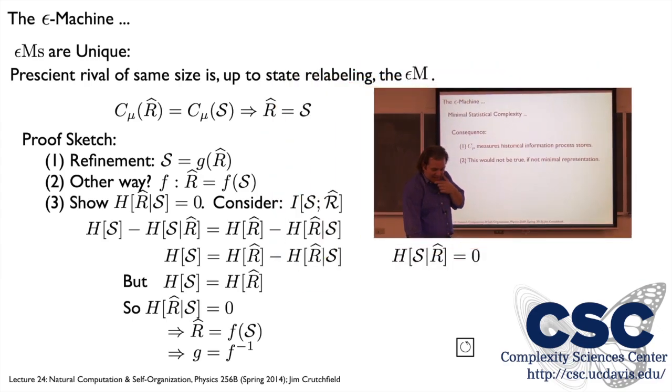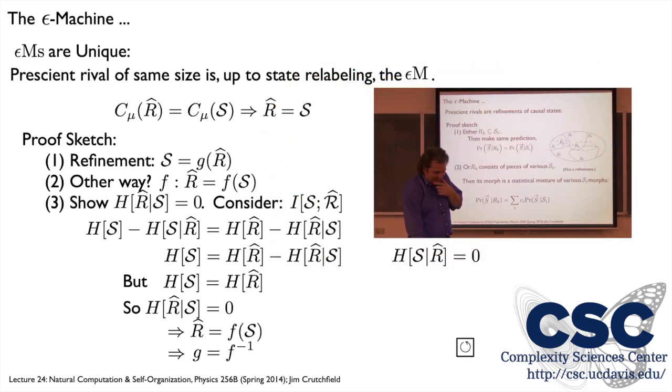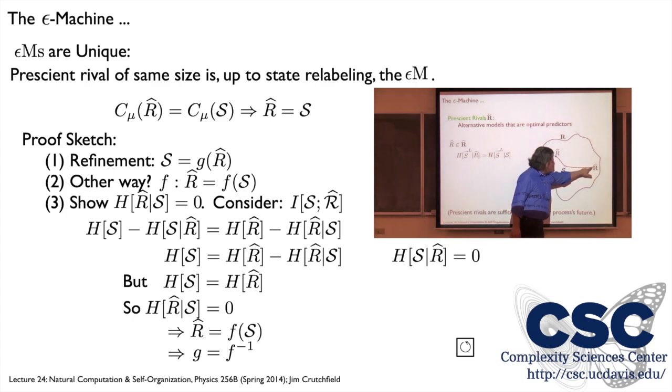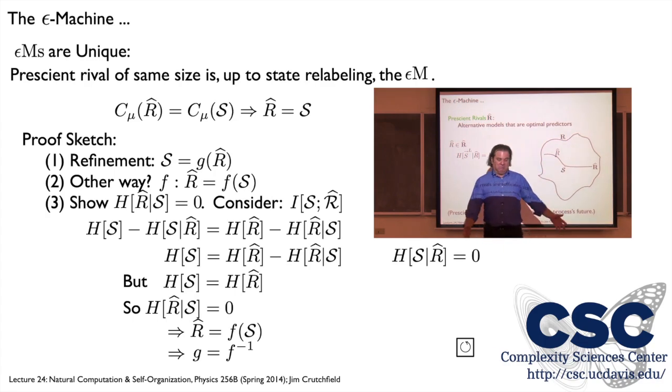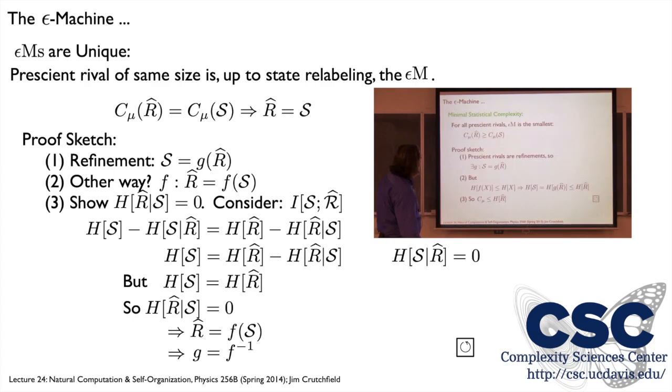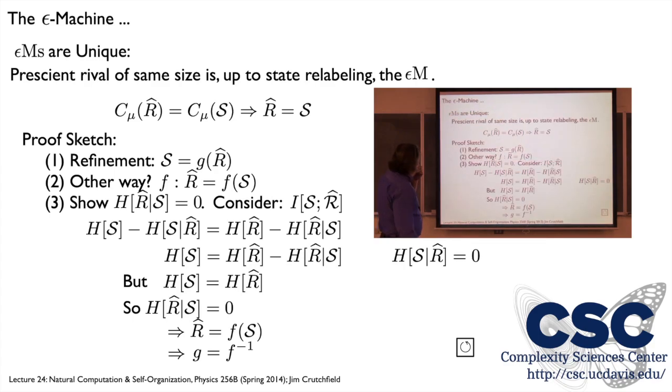Well, you could say, okay, you showed me that within the prescient rivals, the equally predictive alternative models, the epsilon machine is the smallest, but there could be other small predictive machines too. Why not? So it turns out that, in fact, the epsilon machines are unique. And this takes just a little more work to show.